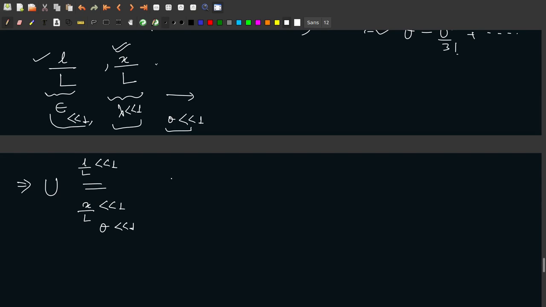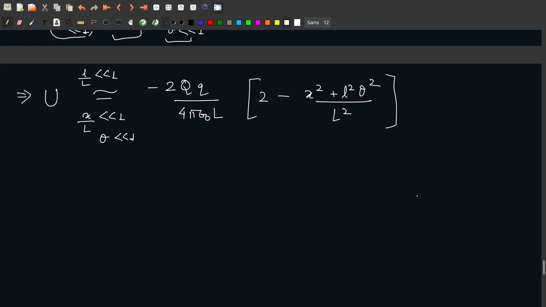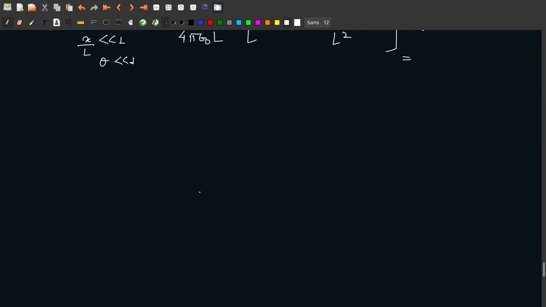Under these conditions, you can find that the potential energy of the configuration approximates to minus twice capital Q by small q divided by 4 pi epsilon naught into L into twice minus x square plus L square theta square divided by L square. So this is just a simple exercise that you have to carry out of Taylor series expanding and everything. Okay, so this concludes problem number 4. So let us go ahead and do problem number 5.